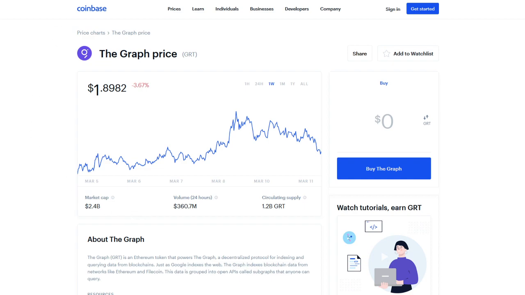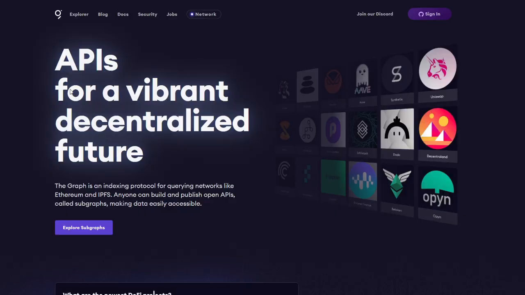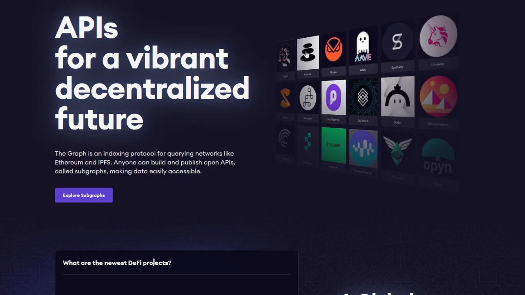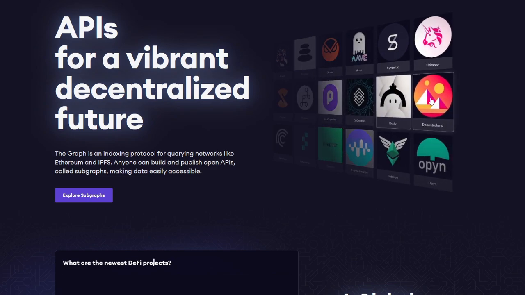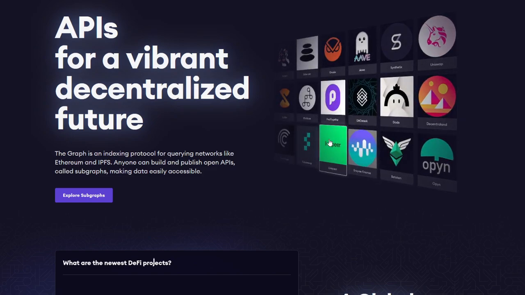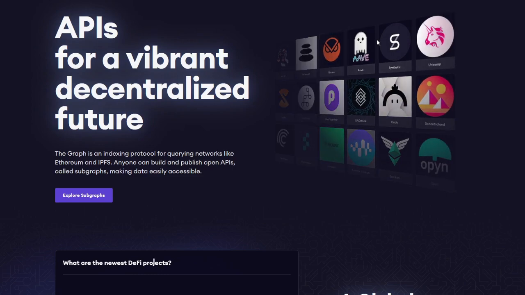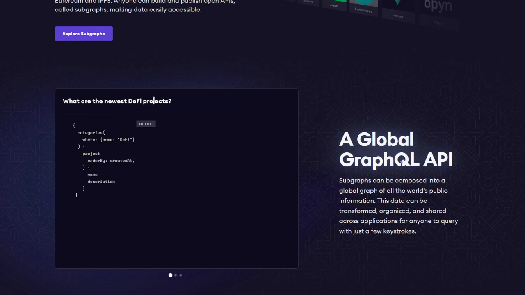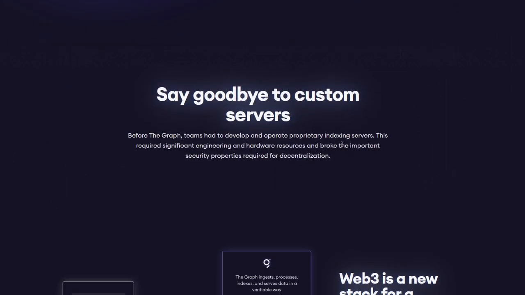So let's take a look at The Graph's website here. The APIs for a vibrant decentralized future. The Graph is an indexing protocol for querying networks like Ethereum and IPFS, and anyone can build and publish open APIs called subgraphs, making data easily accessible. And if you look through some of these, you can see things like Decentraland and Livepeer. There's a lot of solid coins in the mix. If we scroll down, you can actually see a global GraphQL API. You can read more about it and understand a little bit more what The Graph has to offer.